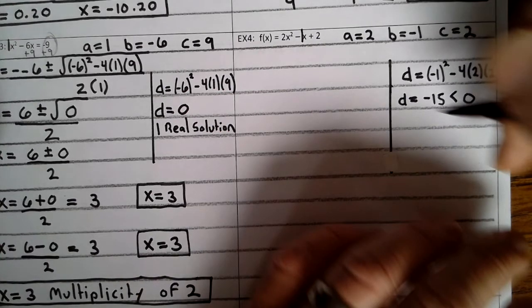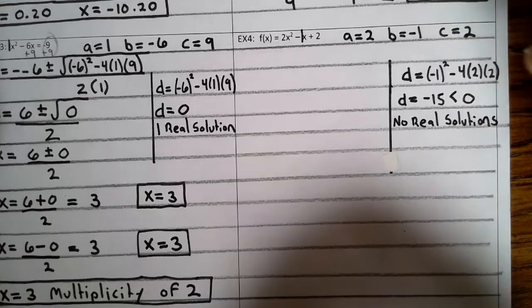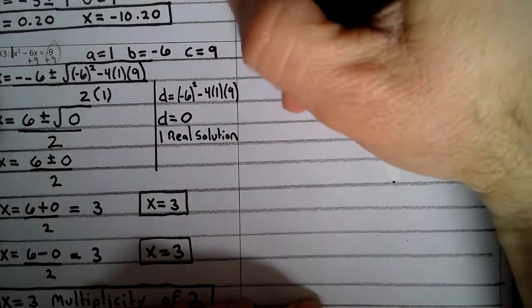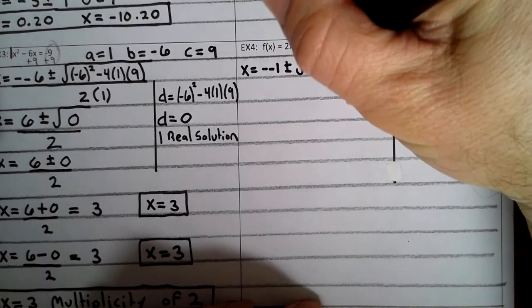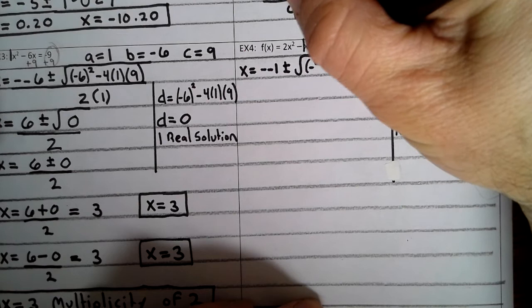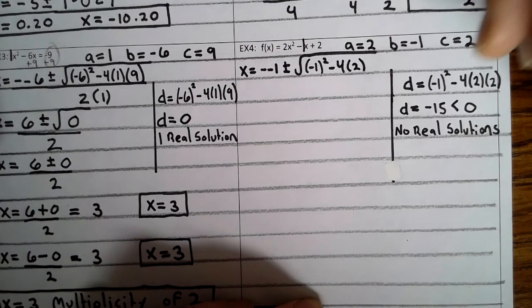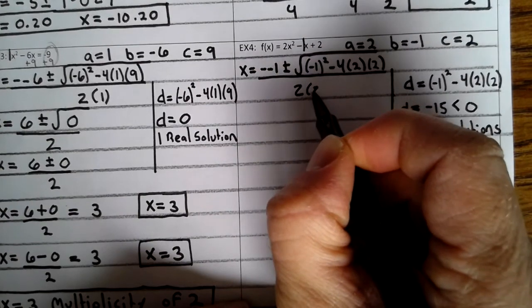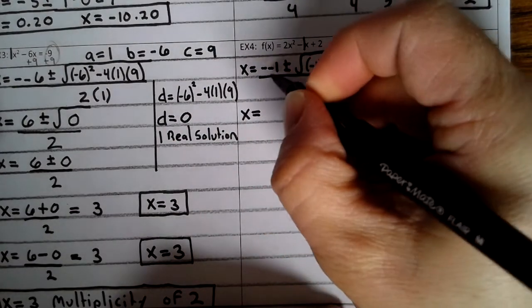Okay, so now let's apply that to example 4. So x equals negative 1 plus or minus the square root of negative 1 squared minus 4 times 2 times 2 divided by 2 times 2. Okay, so x equals negative times negative is positive. It's 1 plus or minus the square root of negative 15 divided by 4.